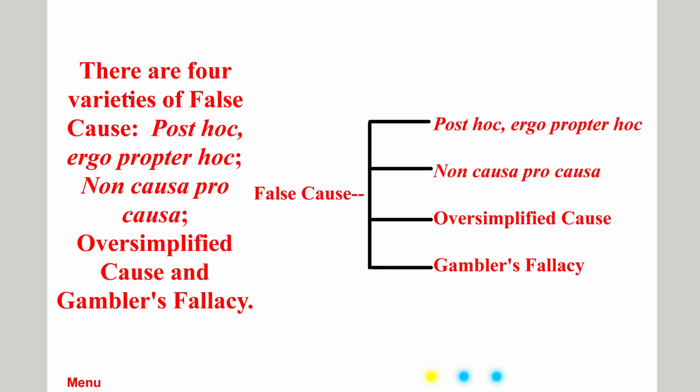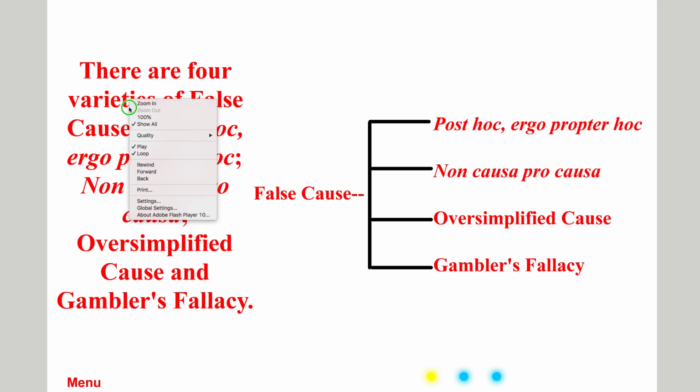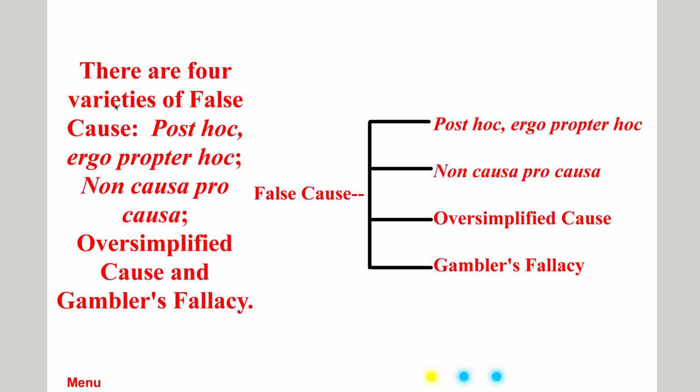There are four varieties of false cause: post hoc, ergo propter hoc, which means after this, therefore before this, non causa pro causa, oversimplified cause, and the gambler's fallacy. Okay, we'll get to these. The gambler's fallacy is actually quite an important one, not just for gamblers, because it's a commonly held belief.